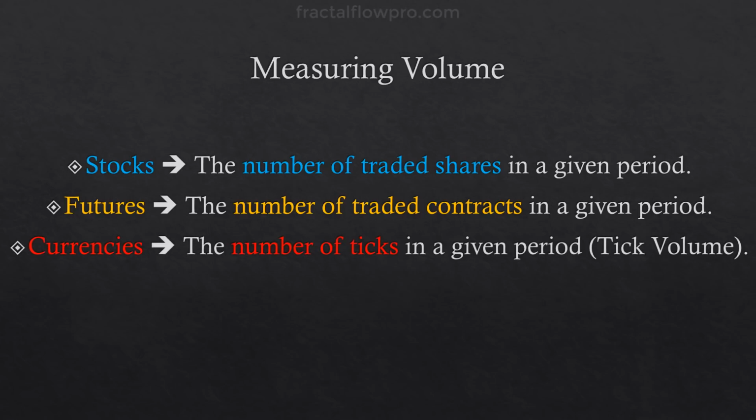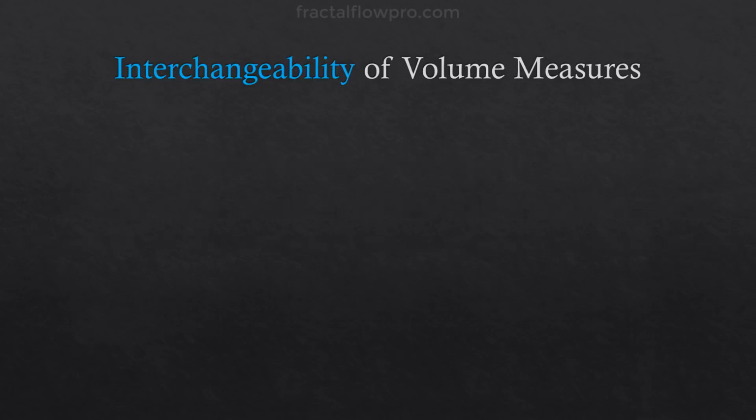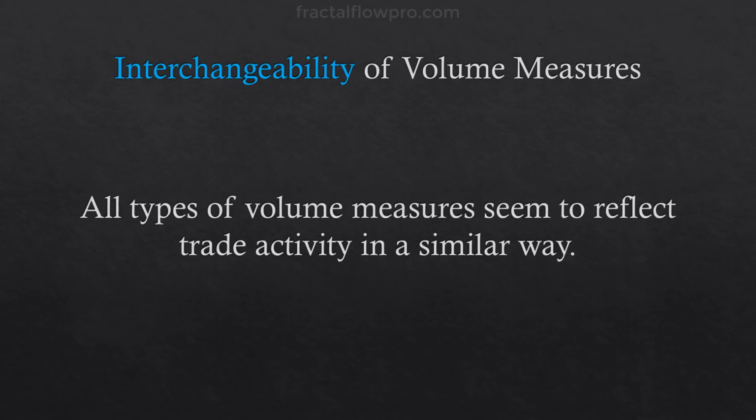A tick is simply the minimum price change, so tick volume is nothing more than the number of times that a currency has produced the minimum possible price change within a given period. Whether we are talking about real transaction volume, the number of traded shares, the number of traded contracts, or the tick volume, we are talking about measures of market activity in one way or another. For example, if the total transaction volume is higher, the total number of traded shares or contracts will probably be higher, and the tick volume will probably be higher too. In summary, these are slightly different ways of measuring the same thing.